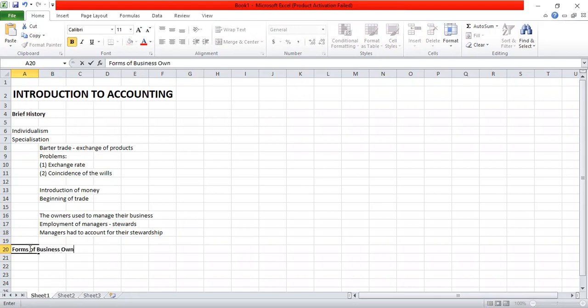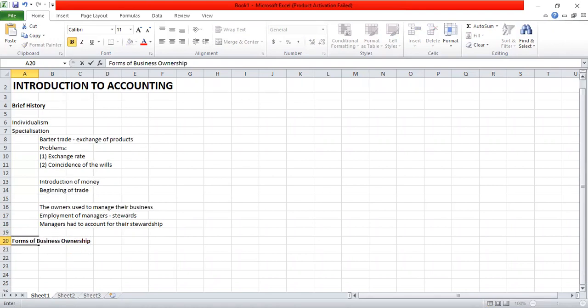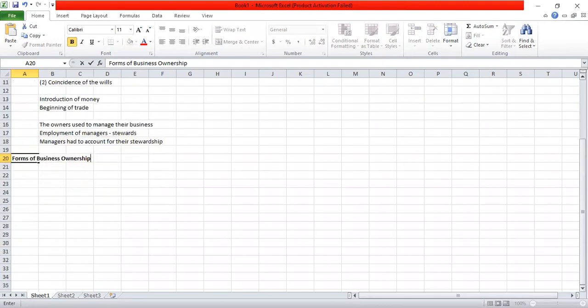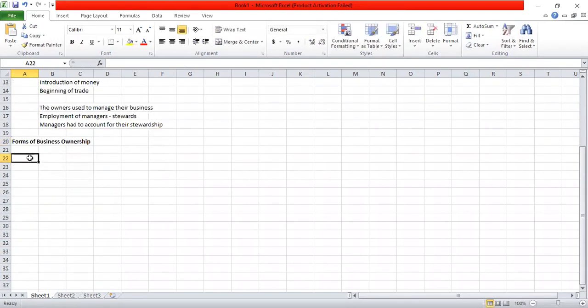With the growth of business, we now had different forms of business as business grew. In South Africa, we've got the following forms of business. Number one, we've got the sole trader, or what is called a sole proprietorship. A sole trader, sole means one.